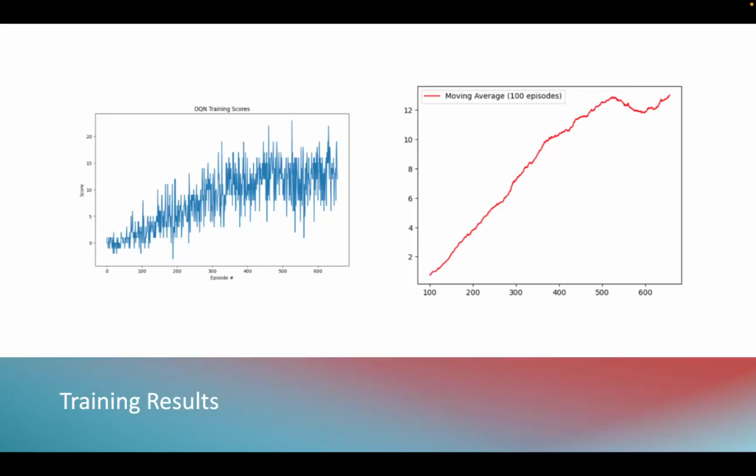lucky episodes. The training results show that the DQN implementation successfully solved the environment in approximately 500 episodes. This demonstrates the effectiveness of deep reinforcement learning in mastering complex environments with continuous state space. The agent learned to extract meaningful patterns from the 37-dimensional state space and develop a strategy that maximized rewards.